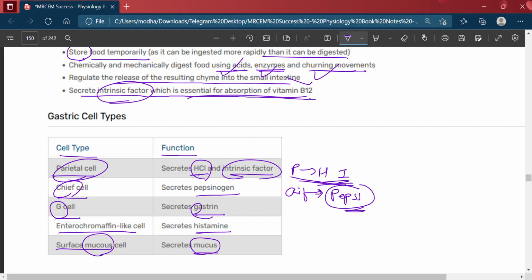So this is the PHI. Parietal cell will secrete the HCl and the intrinsic factor. Chief cell will secrete the pepsinogen, and G cell will secrete the gastrin. Enterochromaffin cell will secrete the histamine. This way we have to remember. And the surface mucous cell will secrete the mucus.